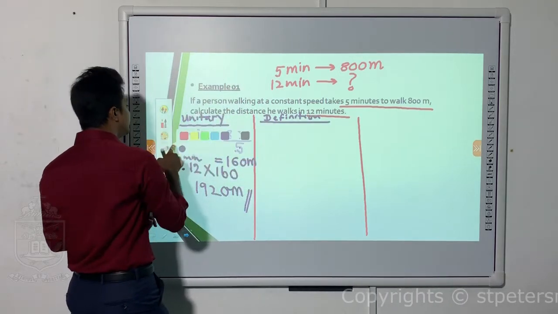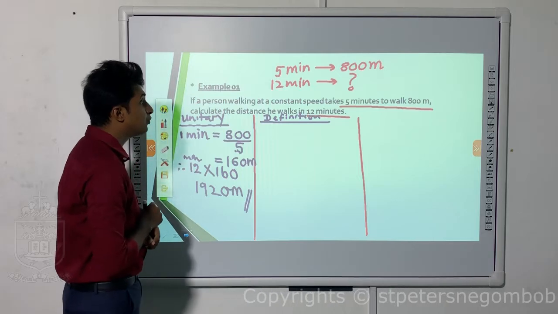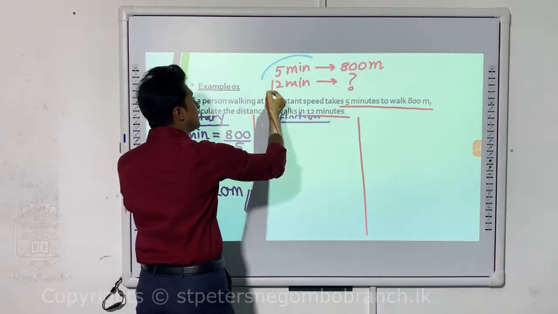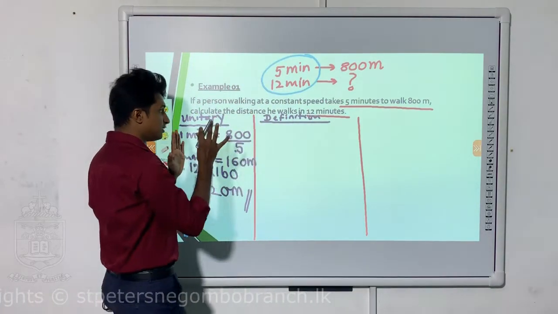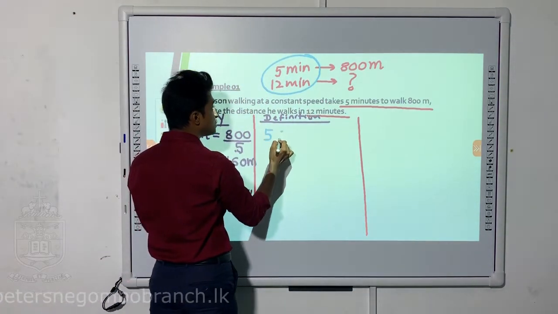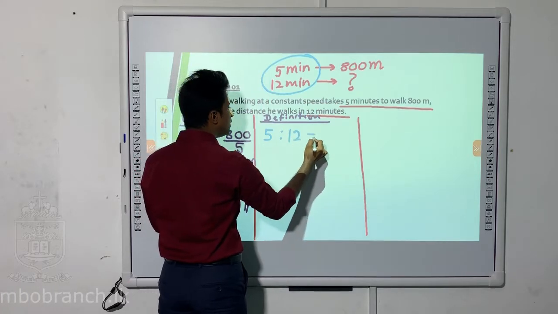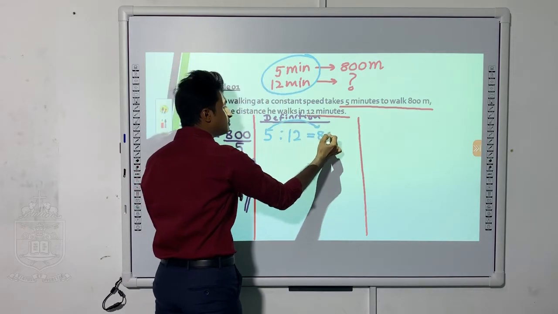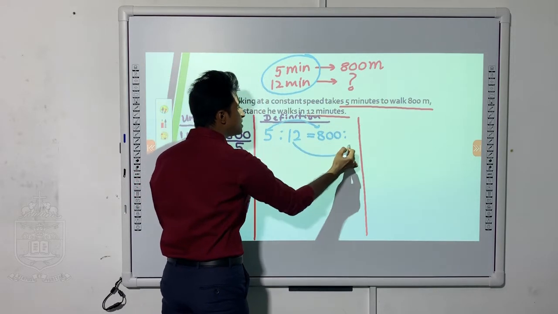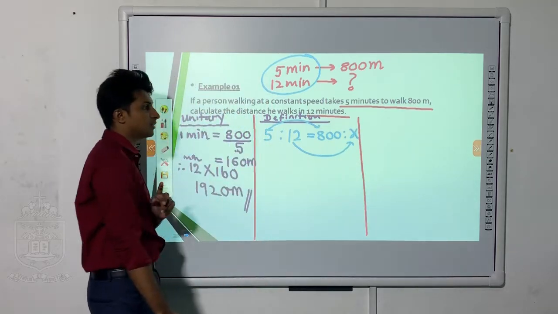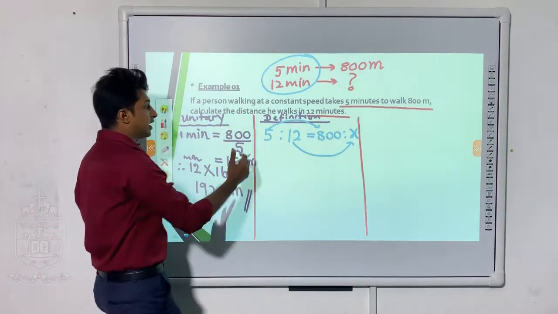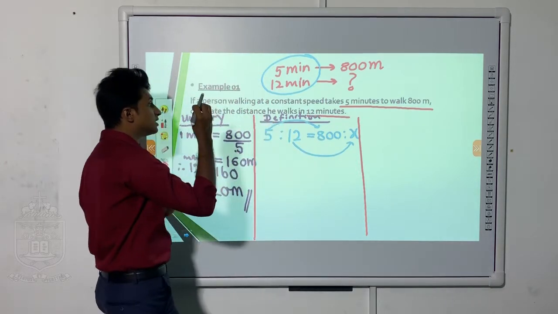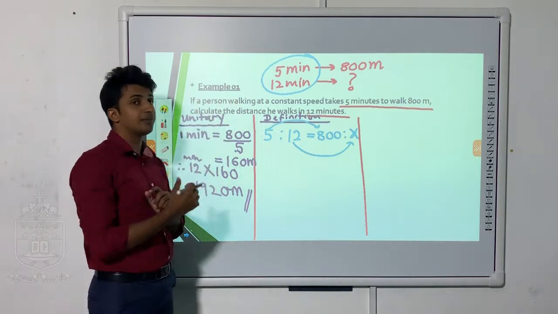On the definition method, we are going to use two equal ratios. We take the time side as a particular ratio, that is 5:12, equals: for 5 minutes I am going to travel 800 meters, but for 12 minutes I don't know the distance I am going to travel.